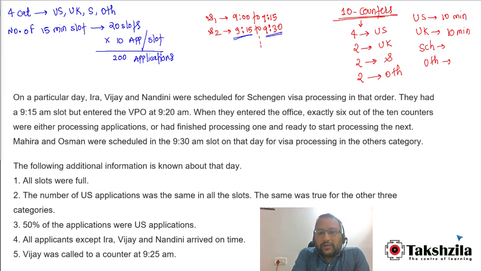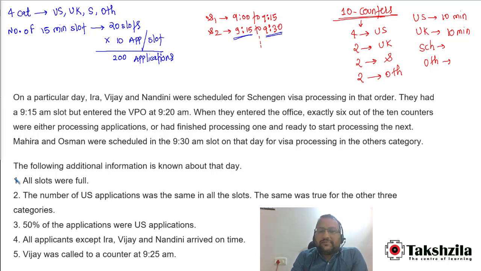The number of US applications was the same in all the slots. The same was true for the other 3 categories as well. So this second statement says that in each slot the number of US applications is the same. Then in each slot the number of UK applications is also the same. In each slot the number of Schengen applications is also the same, and the same for the other categories as well. For example, if in the first slot there are, let's say, 6 US applications, then in every slot there are going to be 6 US applications.